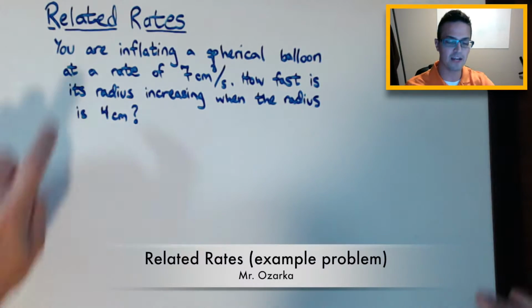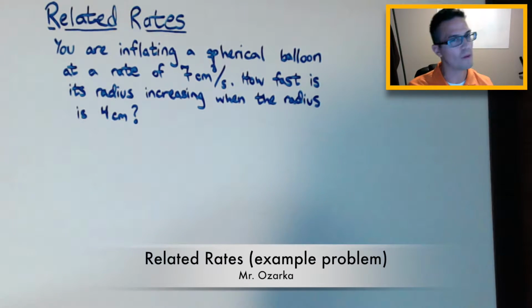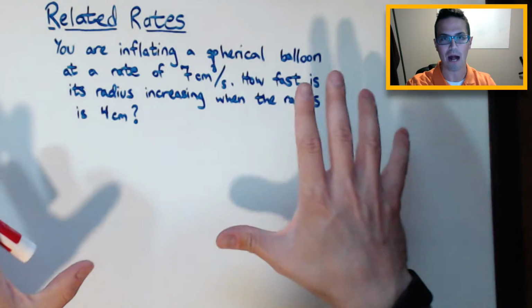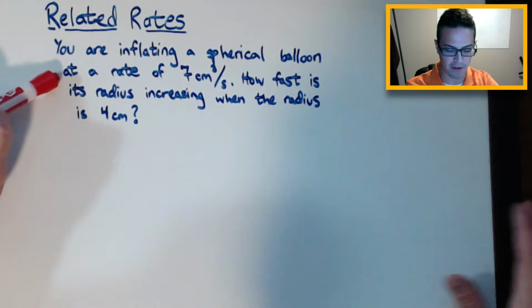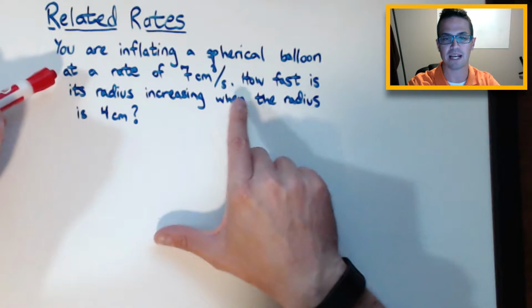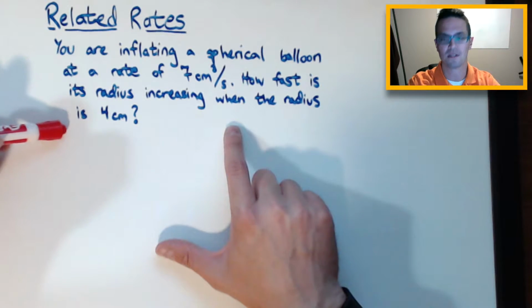Alright, so this is going to be a video about related rates, and I think the best way to teach related rates is just to solve a problem, just to show you how these problems work. So this example says: you are inflating a spherical balloon at a rate of 7 cubic centimeters per second. How fast is its radius increasing when the radius is 4 centimeters?